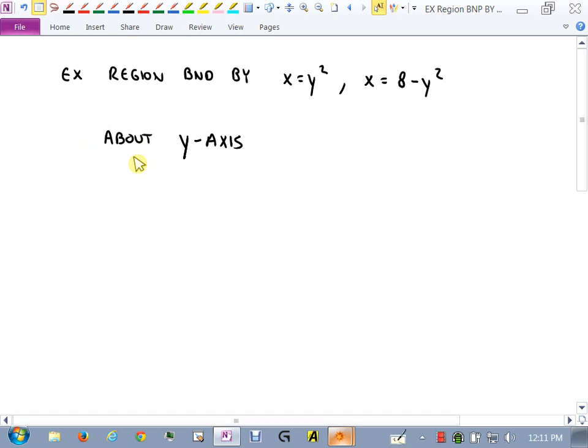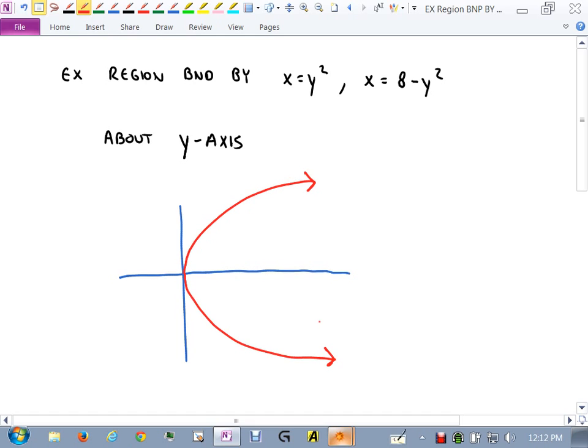Okay, so rotate this around the y-axis. So let's draw it first. Notice that these are functions of y, not functions of x, which means they open up sideways, right? So the first one opens up like this. This one is x equals y squared. The other one, x equals 8 minus y squared, looks like this. And I want to go about the y-axis.